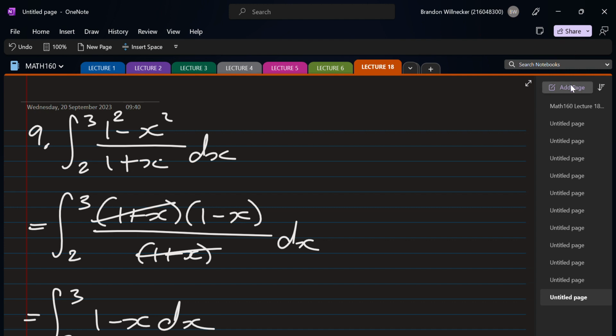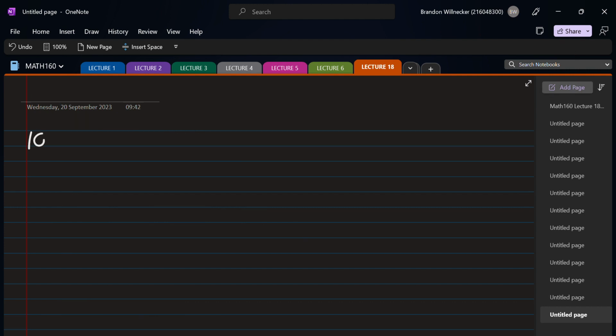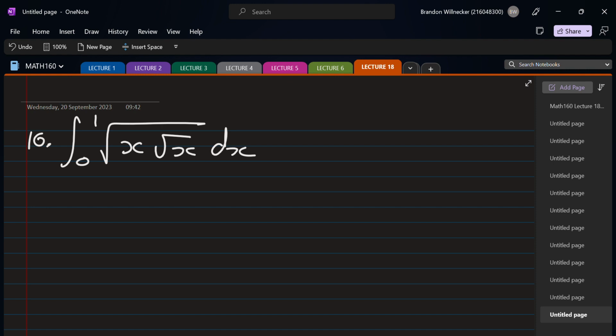Okay, last one, number 10. Okay, we have the integral from 0 to 1, square root x, square root x. Okay, so this might look a bit complicated, but whenever you see square root, think x to the half. As soon as you think x to the half, now it just becomes work with exponents. So this will be integral from 0 to 1, x times x to the half. I just replaced that inner root with the half power, and then everything else is to the half.